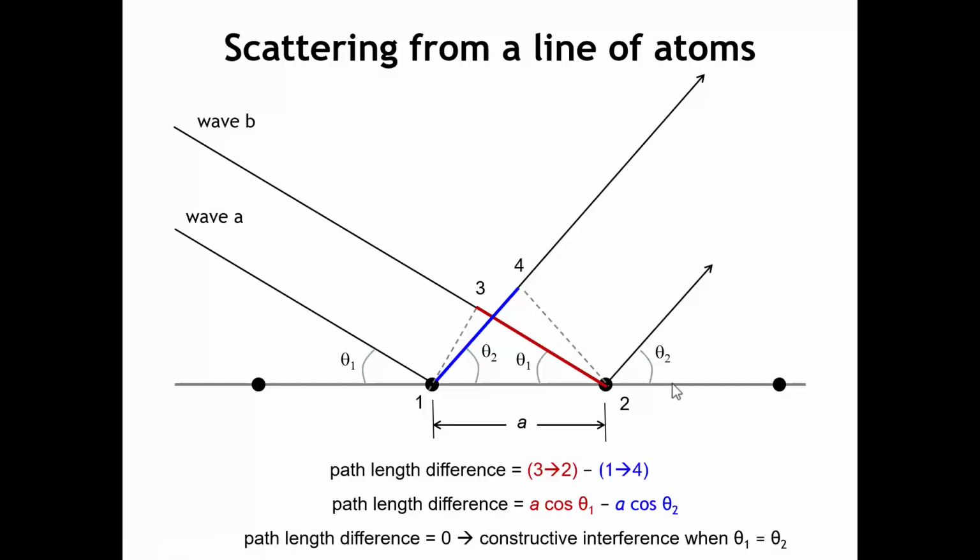Now you might ask the question, well, could there be some other angles where we might get constructive interference because the path length difference could be 1 wavelength or 2 wavelengths? The answer is that can happen, provided that the wavelength is shorter than the spacing between the atoms. We'll come back to that later. But for now, the key point to think about is that when the angle in and the angle out are the same, we don't introduce a path length difference, and so we get constructive interference.